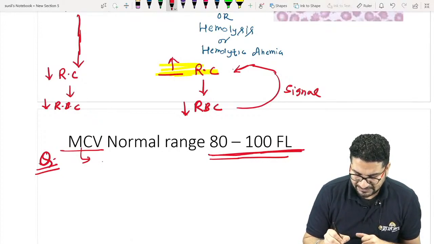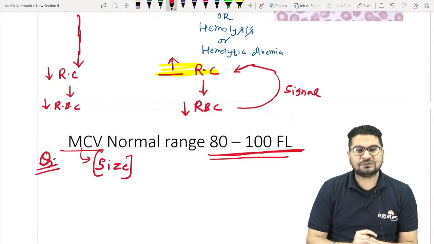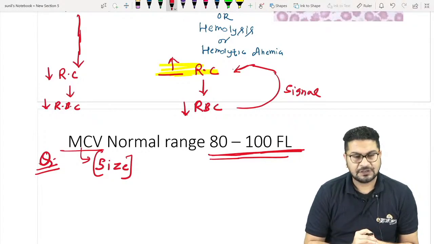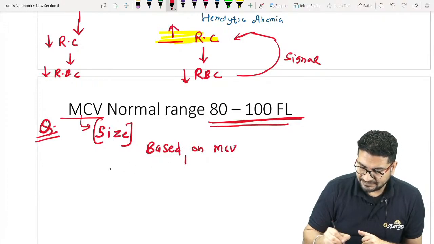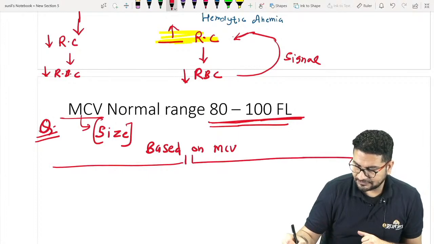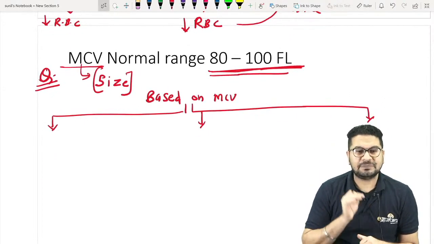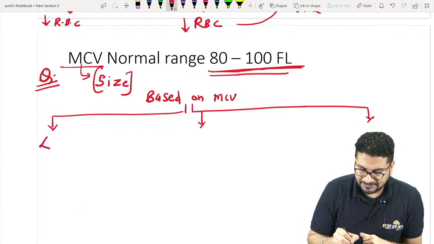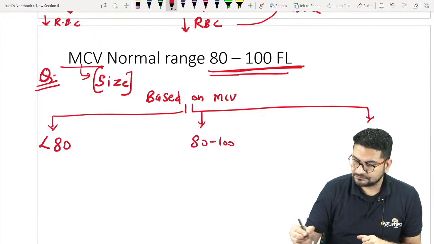MCV corresponds to the size of RBC. So RBCs, are they big or are they small? That we should know. So based on MCV, we divide anemia into 3 categories. Just listen to me very carefully. And if you know this classification, trust me, you will be able to solve one question of your exam. Based on MCV, this can be less than 80, it can be 80 to 100, or it can be more than 100.